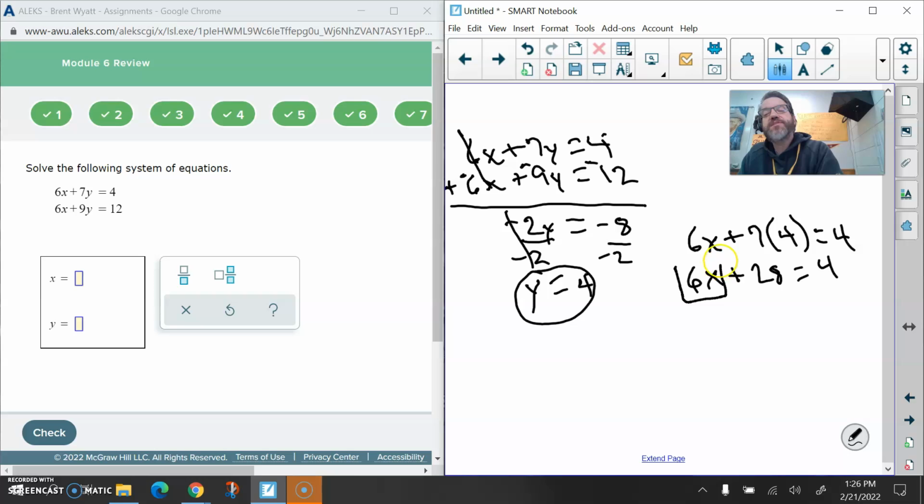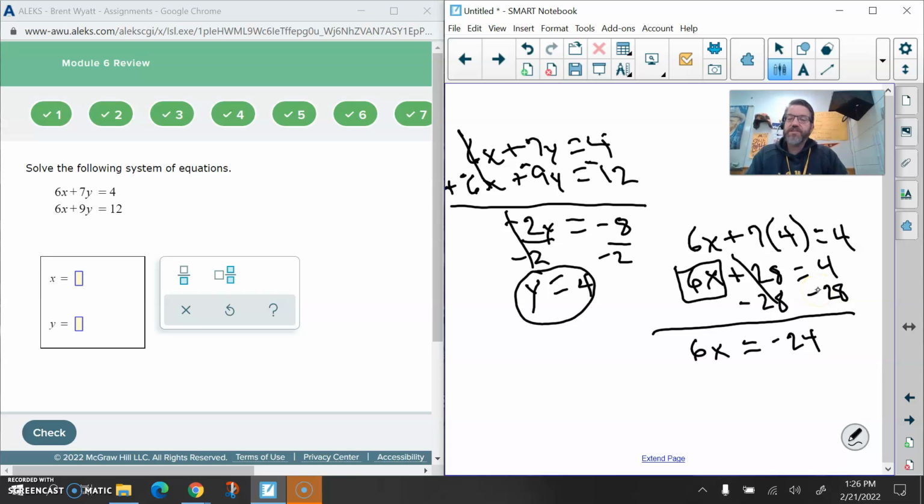Now I want my x's to be alone or isolated, so let's subtract 28 here as well as here. That's gone. 6x equals -24. 4 minus 28 is the same exact thing as 28 minus 4, except it'll be negative. Then I divide by 6 here and here. X equals -4. So x is -4, y is +4.